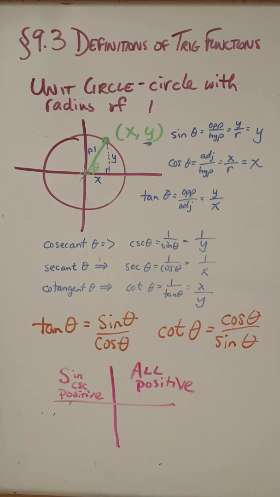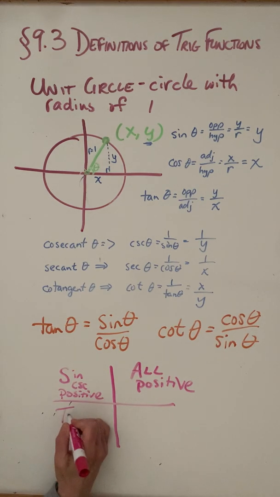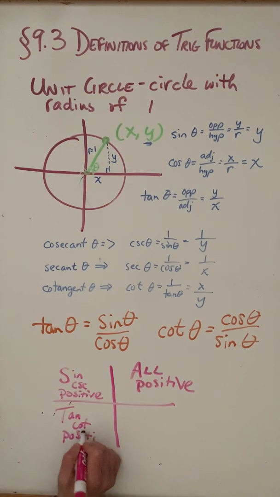How about in the third? What's going to be positive in the third quadrant? I'm going to give you a second to think about that. If you said tangent and cotangent are positive in the third quadrant, then you are correct. Why is that true? Because both x and y are negative in the third quadrant, and if we divide a negative by a negative, then obviously it's going to become positive. And then the fourth quadrant, we only have 2 left, so that makes it pretty simple.